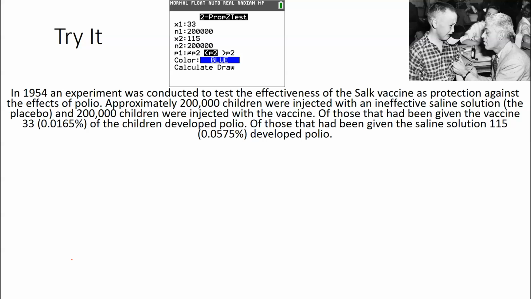Of those that had been given the vaccine, 33 of the children developed polio. So it's 33 out of 200,000. Of those that had been given the placebo, 115 out of their 200,000 developed polio. I want you to go ahead and try this one. You can see the setup right there, and you can find your conclusions. So pause this and give it a try.